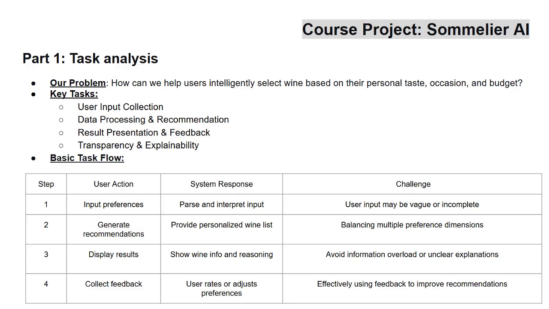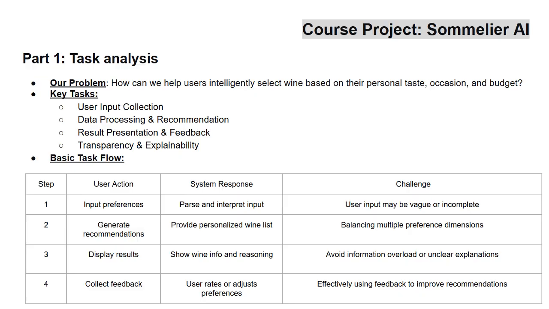Our problem is how we can help the user intelligently select wine based on their personal taste, occasion, and budget. The key tasks are user input collection, data processing, recommendation, results presentation, and feedback, and also ensuring transparency and explainability. The basic task flow is shown in the table, with the steps, the user action, the system response, and what the challenge is.